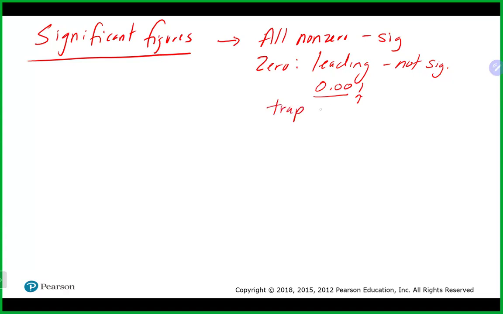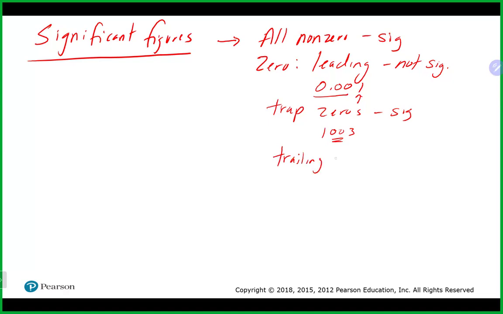We also have trap zeros, captive zeros, whatever it may be. Those trap zeros are significant. They are pretty much the zeros that find themselves between two non-zero numbers. So those will be significant. And the last zero, which often gives people a hard time, is the trailing zero.